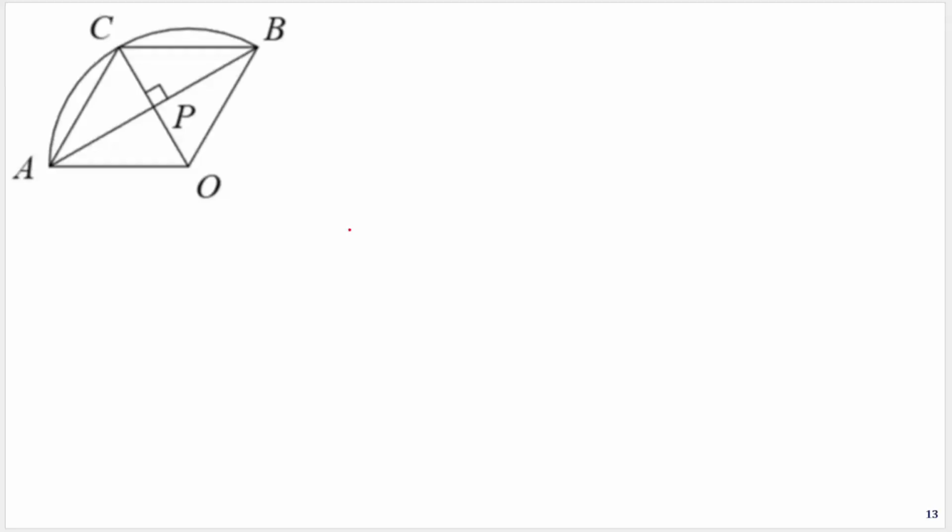Since we know more about the radius than we do about arcs, since arc AB is 120 degrees here, we know that C is the midpoint, so this angle here is 60 degrees. This angle here is also 60 degrees, right? Therefore, OA equals OC equals OB. Therefore, triangle AOC and triangle BOC are both equilateral triangles, right?